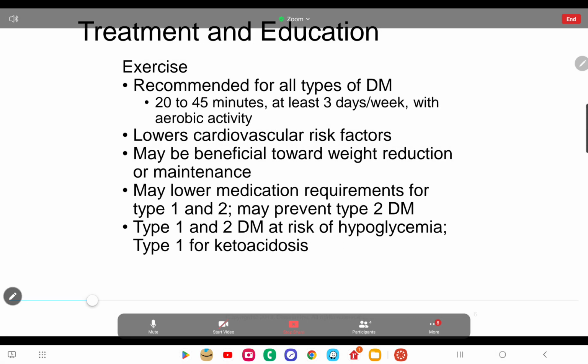Exercise. Remember, patients with diabetes need to do exercise, but the exercise has to be aerobic activity. The patient either has to run or walk at least 30 minutes, 3 days a week. That is aerobic activity. It's not lifting weight, okay? Aerobic activity, okay?